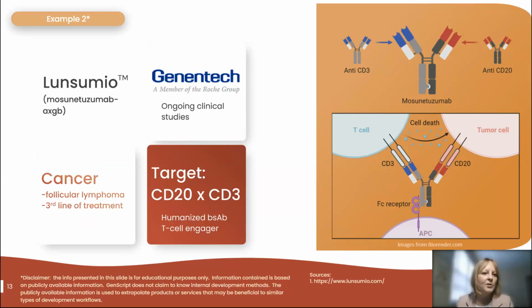And then my second example is Lunsumio. It is a bispecific antibody that is a T cell engager. It's developed by Genentech. It's still undergoing clinical studies. The intended use with this treatment of follicular lymphoma is for third line of treatment. What the antibody does here, by binding two epitopes, it brings together T cells via the CD3 to the tumor B cells via CD20. The goal with this then is to facilitate the immune system's ability to target and eliminate cancer cells.